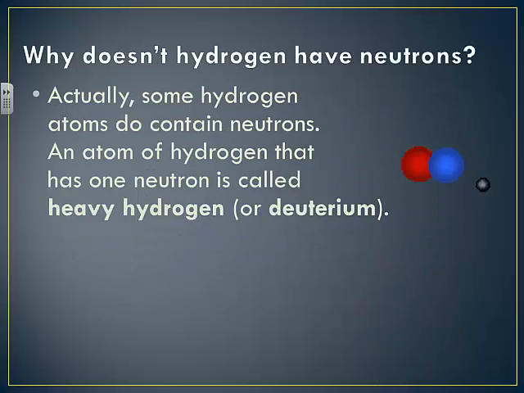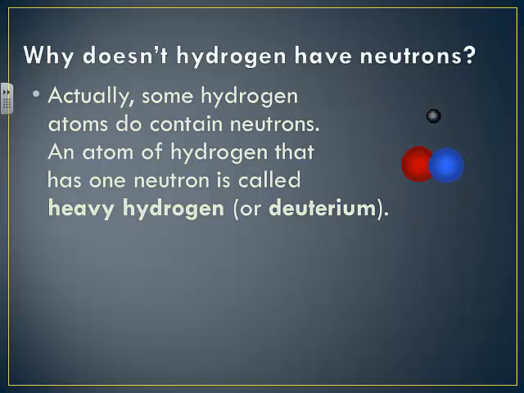Some hydrogen atoms do contain neutrons. Although I pictured it earlier with 1 proton surrounded by 1 electron, some hydrogen atoms actually have 1 neutron in it, and it's referred to then as heavy hydrogen. If you think about it, you know that the mass of a normal hydrogen atom is going to be 1 atomic mass unit, because it has just the 1 proton. Whereas the mass of this heavier form has the mass of the proton plus the mass of the neutron, giving it twice as much mass. Hence, we call it heavy hydrogen.